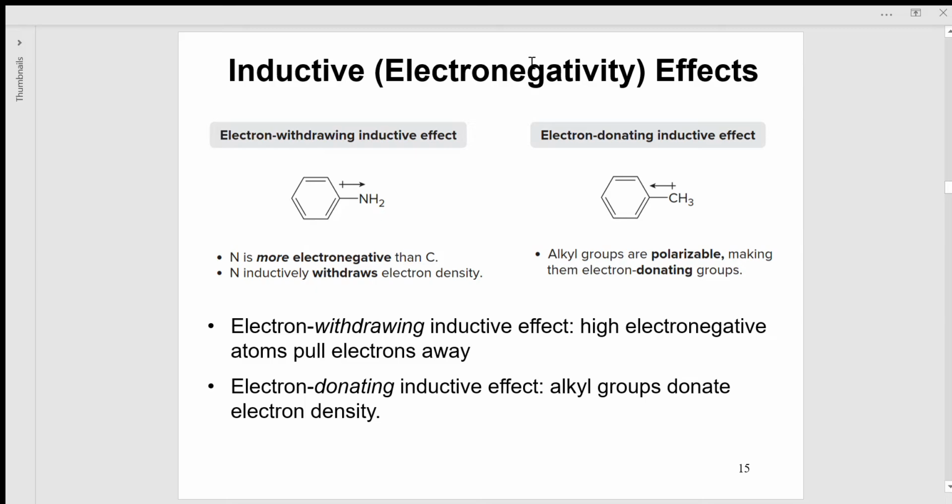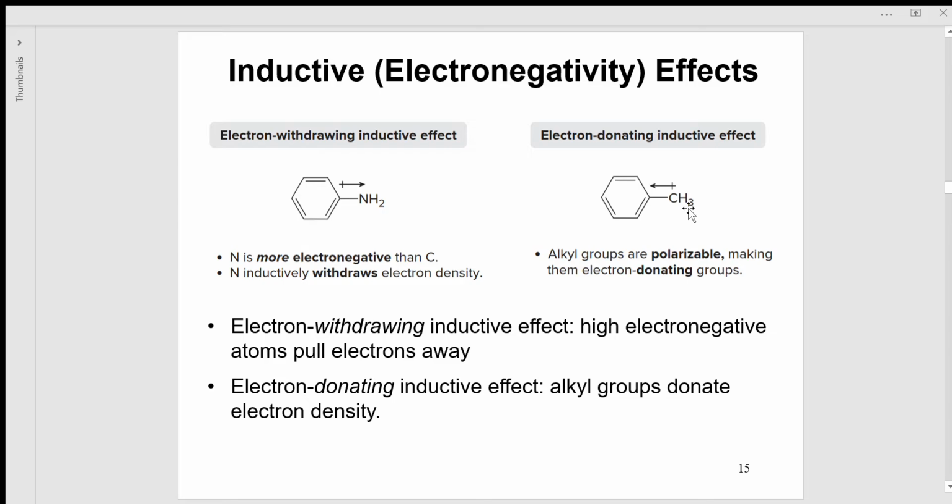Pretty simple. We have a table of electronegativity of different atoms. Like in this case, this bond, nitrogen connected to carbon here. Nitrogen, of course, is a more electronegative atom than carbon. So these two electrons are pulled more towards the nitrogen. So this nitrogen is an electron withdrawing group because, again, it pulls the electrons towards itself.